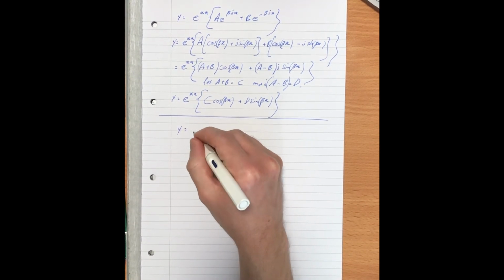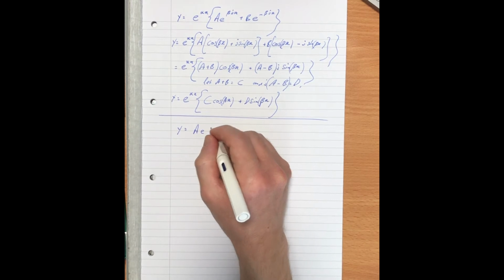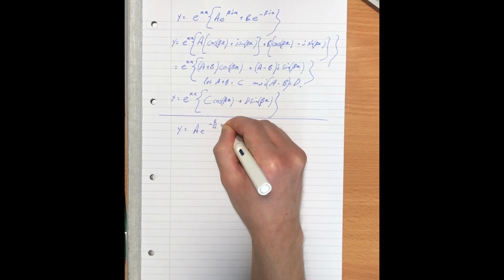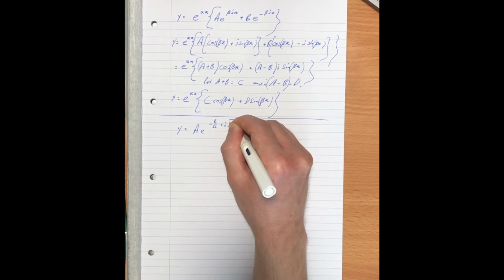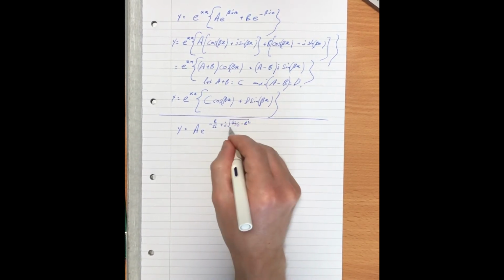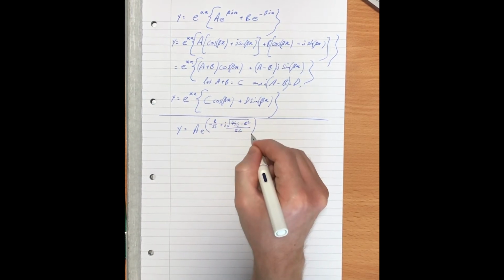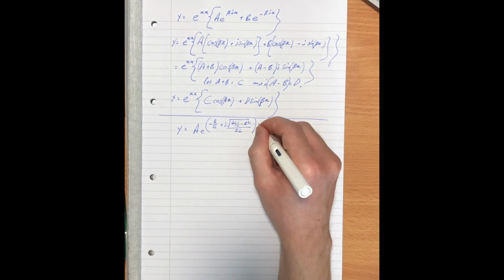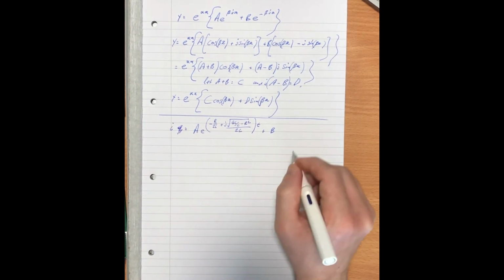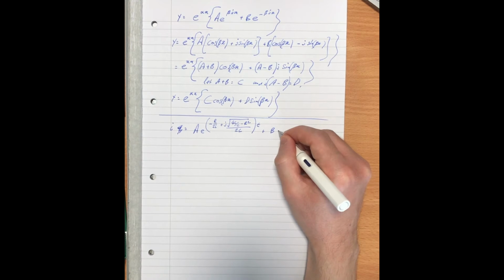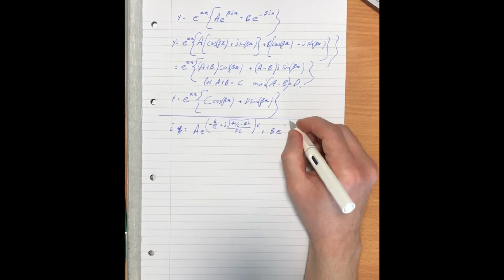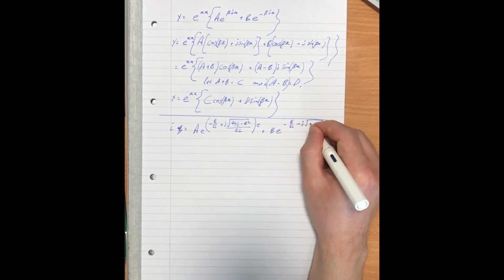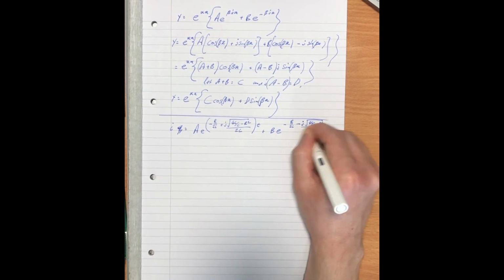i equals A e to the minus R on 2L plus j root 4L on C minus R squared, all on 2L, times t, and this is actually i as a function of t, plus B e to the minus R on 2L minus j, because it's the complex conjugate root, root 4L on C minus R squared on 2L.